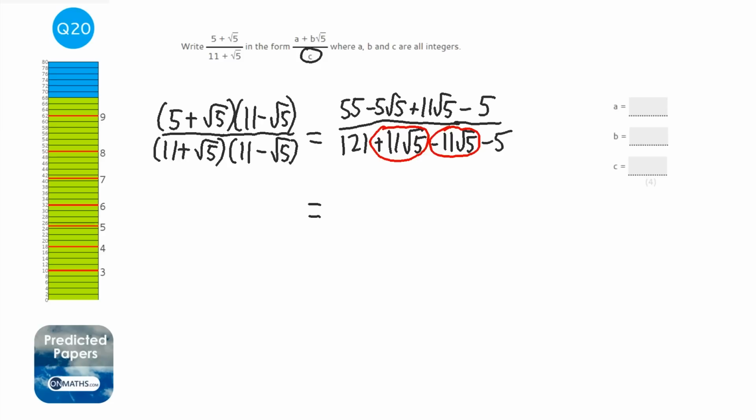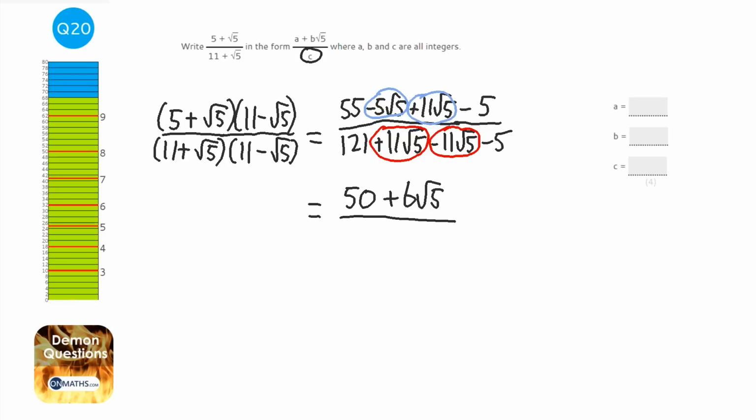55 take away 5 is 50. And minus 5 root 5 plus 11 root 5 is going to be, well, if you think about it, you've got 11 of something and you're taking away 5 of it. Well, what you're left with? Well, you're left with 6 of it. So it's plus 6 root 5.